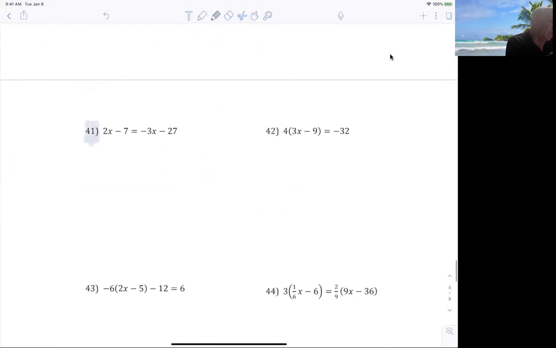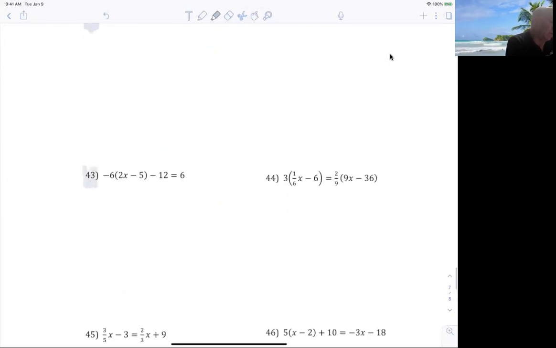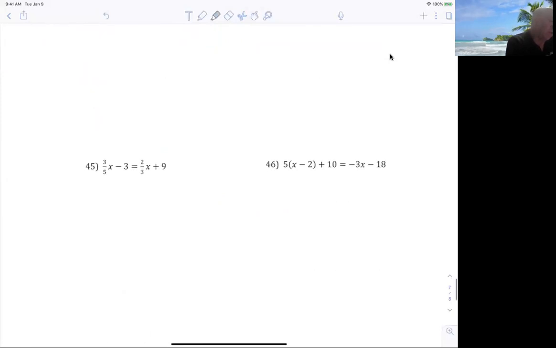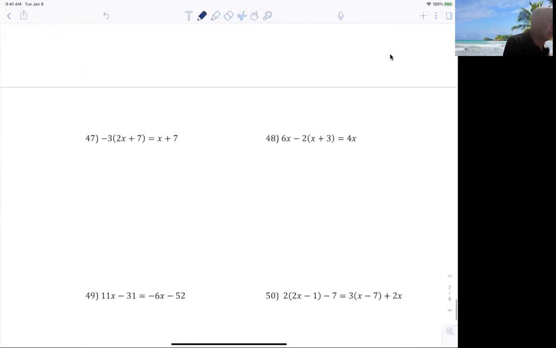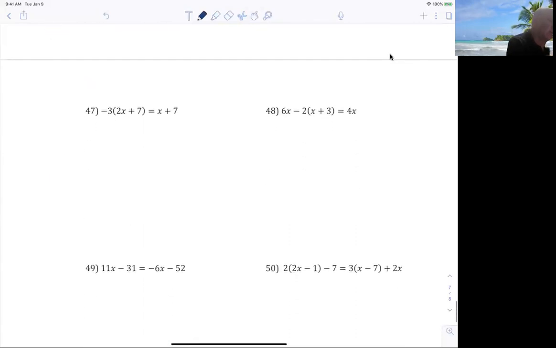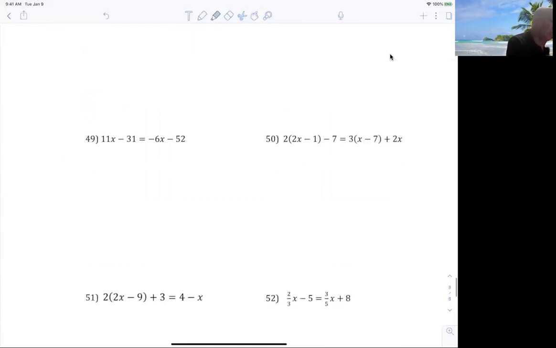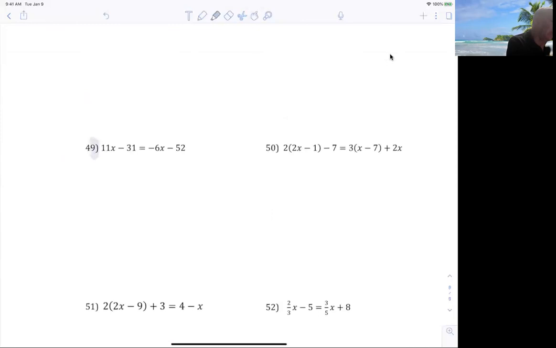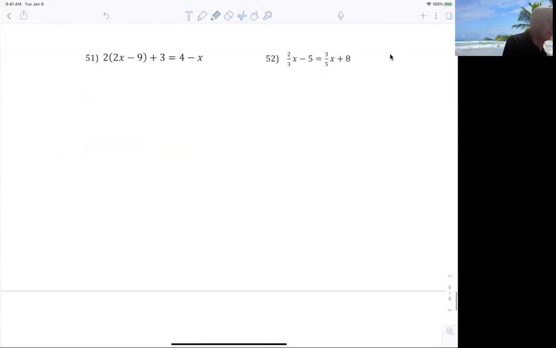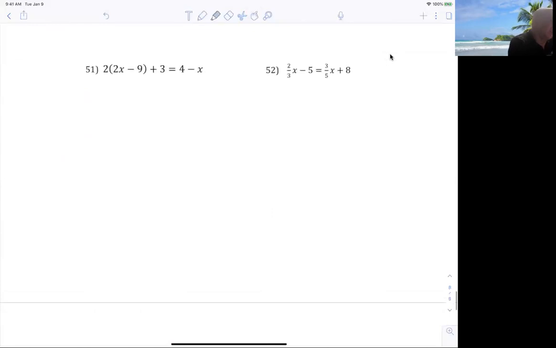41, 43. 45 is a really great review of fractions. So put a star by that one. I want you to really concentrate on 45. 47 you can do, just doing the distributive property. 49, combining terms, variables on the left, numbers on the right. I think that's a good way to end.